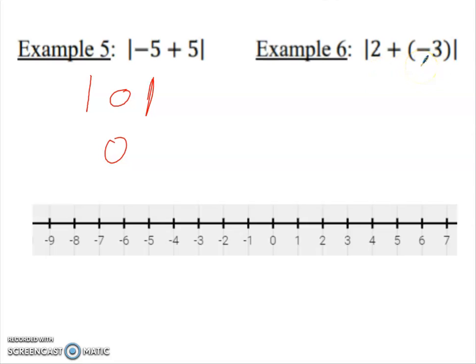2 plus -3. So I can do this on a number line if I want to. I have 2. I'm adding on -3, which is going to leave me at -1. The absolute value of -1 is going to be 1.